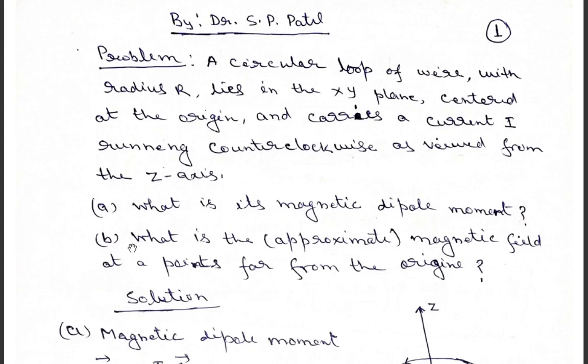and another problem is part B. What is the approximate magnetic field at a point far from the origin? Once we have found the magnetic dipole moment, then we have to calculate the magnetic field at a point far from the origin. So again we are going to repeat the same problem we did earlier by the Biot-Savart law method, but we will do it in a different way, and we will verify that whatever method you follow, the results will be the same.